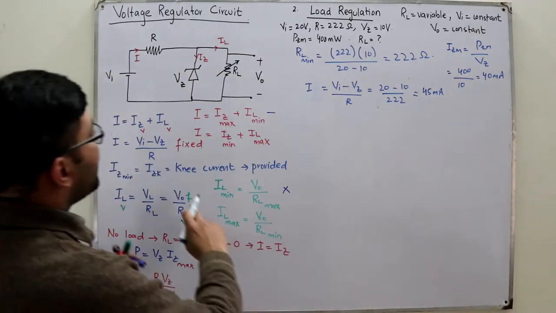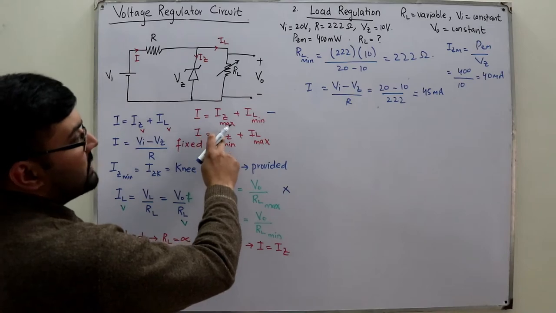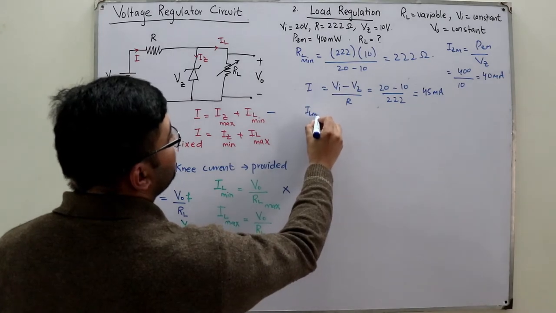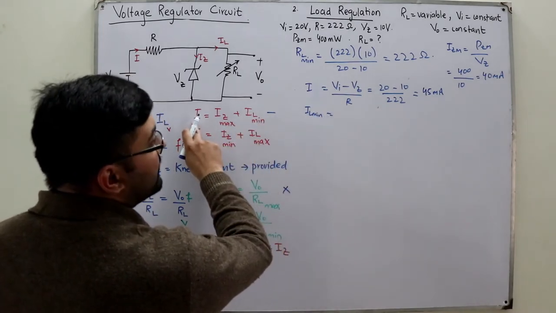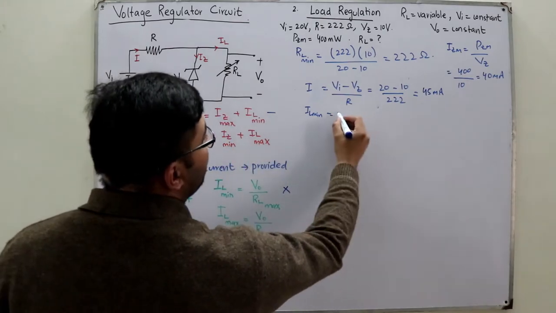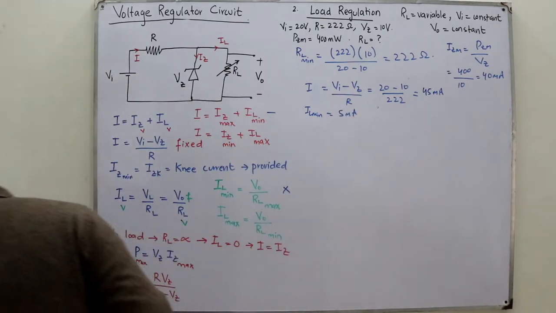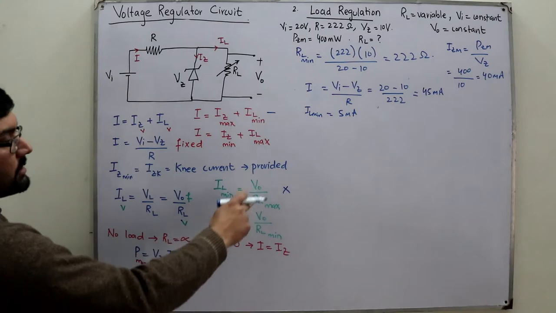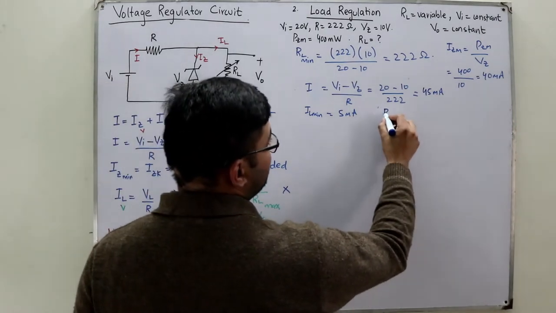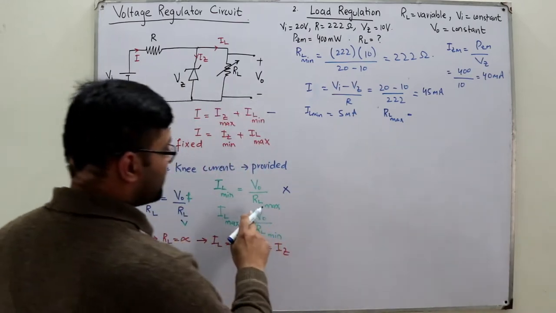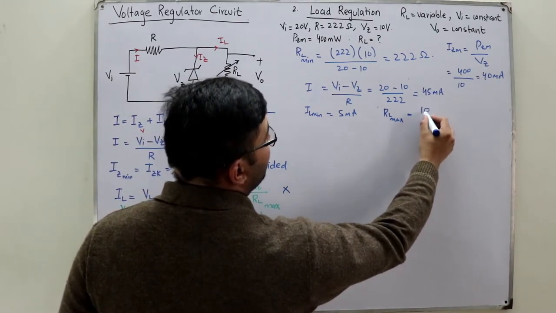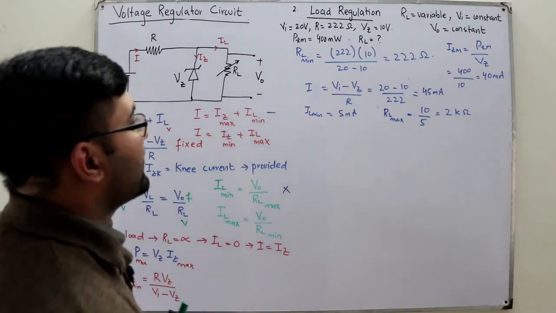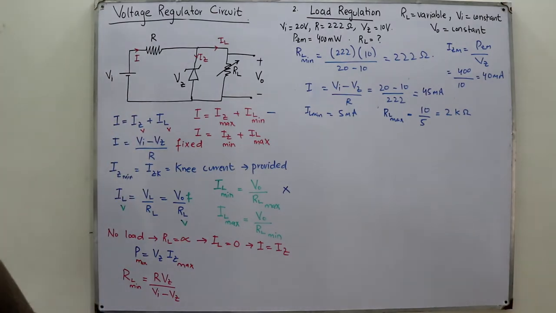So have a look. You've got I, you've got IZ maximum. So IL minimum you can find out. IL minimum would be I minus IZ maximum, so this would become 5 milliamperes. IL minimum is 5 milliamperes. So if IL minimum is 5 milliamperes, over here V naught you have RL maximum. So RL maximum comes out to be V naught, which is 10, upon IL minimum, which is 5. So this comes out to be 2 kilo ohms. So this is the range, isn't it like this?